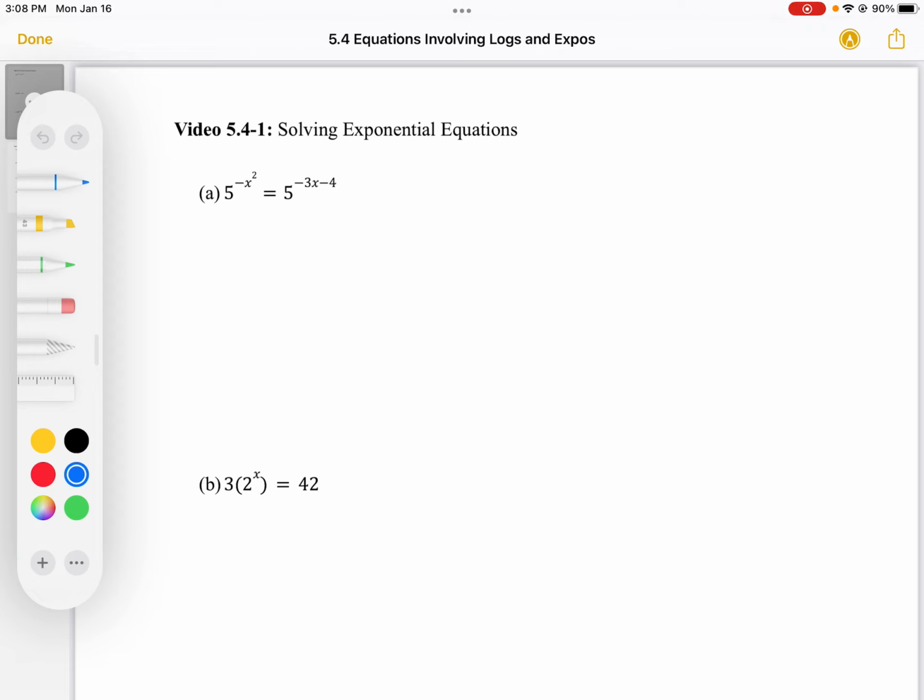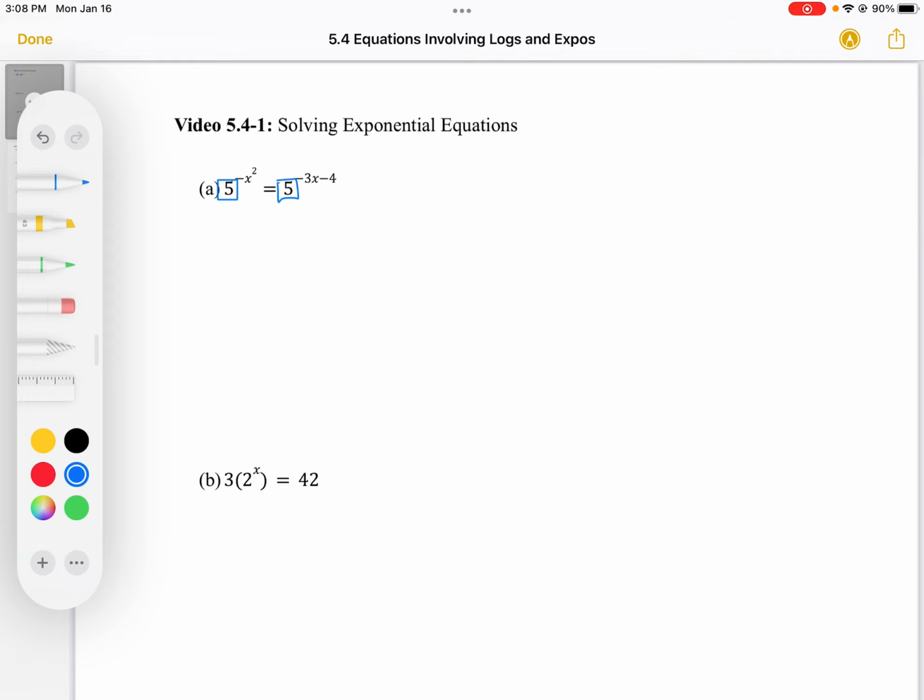So the first one, we have 5 to the power of negative x squared equals 5 to the power of negative 3x minus 4. You could see that they have the same base. Okay, they both have a base of 5. The base really doesn't matter as long as it's the same. So if they have the same base, we have what's called the one-to-one property, meaning that this exponent must be equivalent to that exponent, as long as they have the same base.